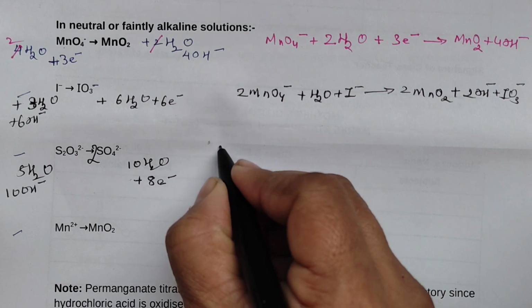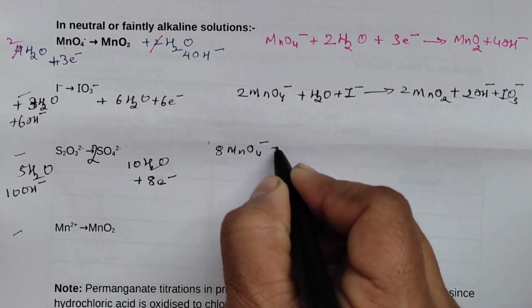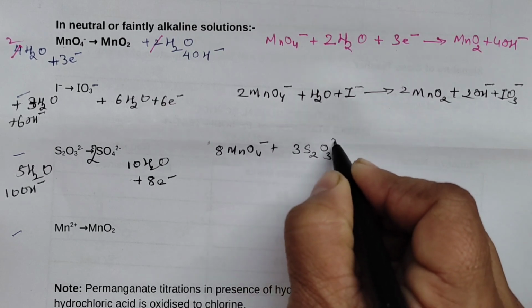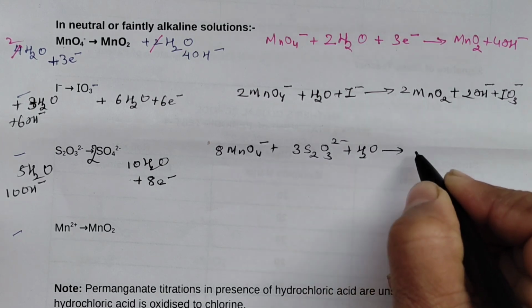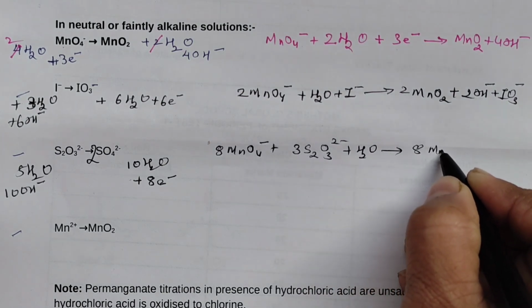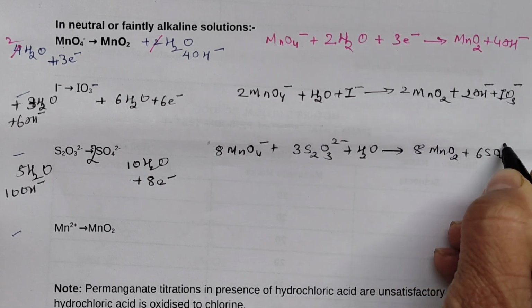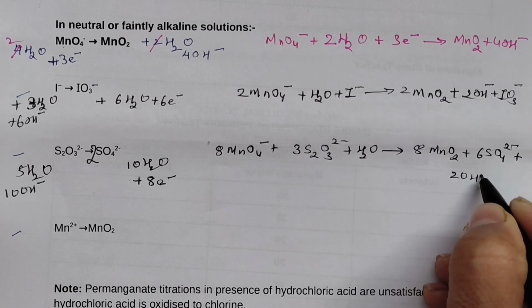On doing so, you will get the final equation: 8 MnO4 minus plus 3 S2O3 2 minus plus you'll have water. It will give you 8 MnO2 plus 6 SO4 2 minus plus you will have 2 OH minus.